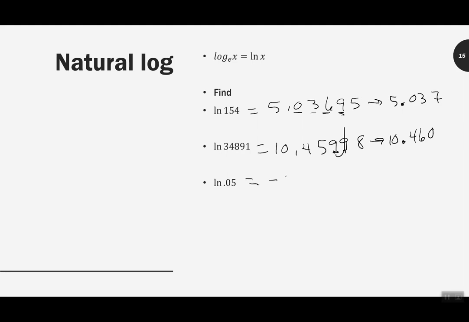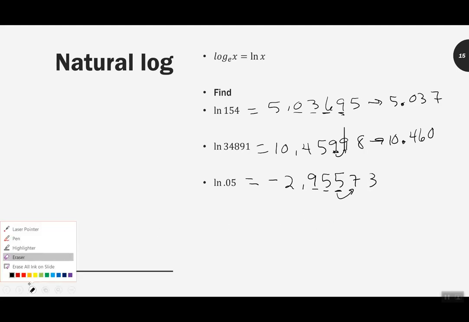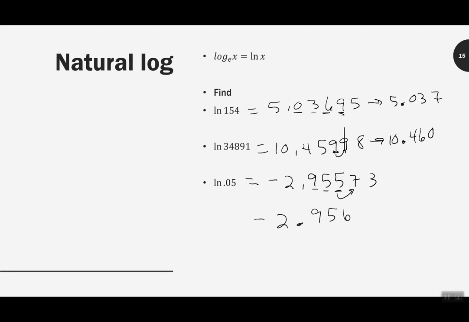One more. Natural log of 0.05. This gives me negative 2.95573, right? Again, I'm just making sure we know what we're doing. 1, 2, third one. I'm looking at the 7, so this becomes negative 2.96. The third one, that 7 is going to go up and make that a 6.